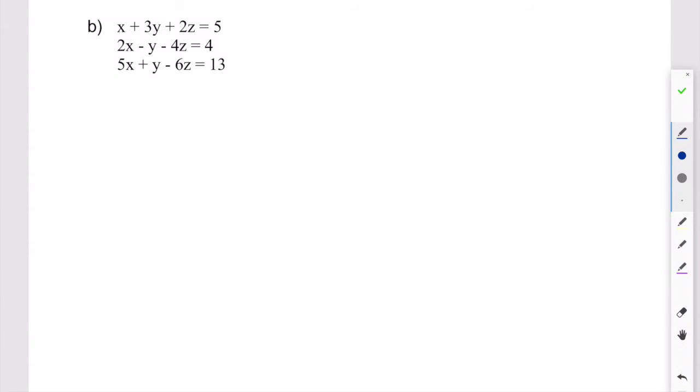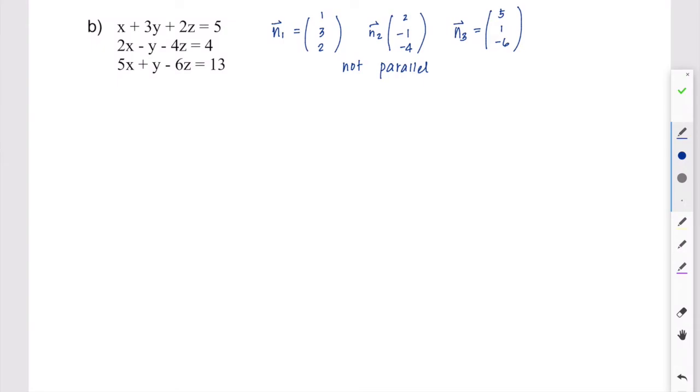System of equations B. So here are 3 planes. Let's check whether they're parallel or not. N1 is 1, 3, 2. N2, normal, is 2, -1, -4. Normal 3 is 5, 1, -6. Can I write these as scalar multiples of each other? Nope, so they are not parallel. The planes are not parallel. So let's try to solve this then.